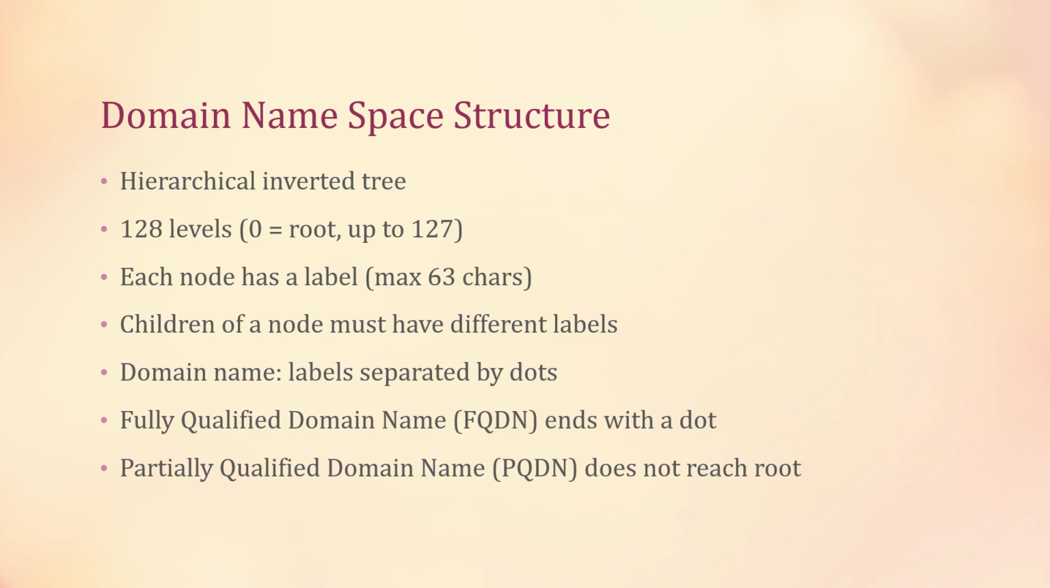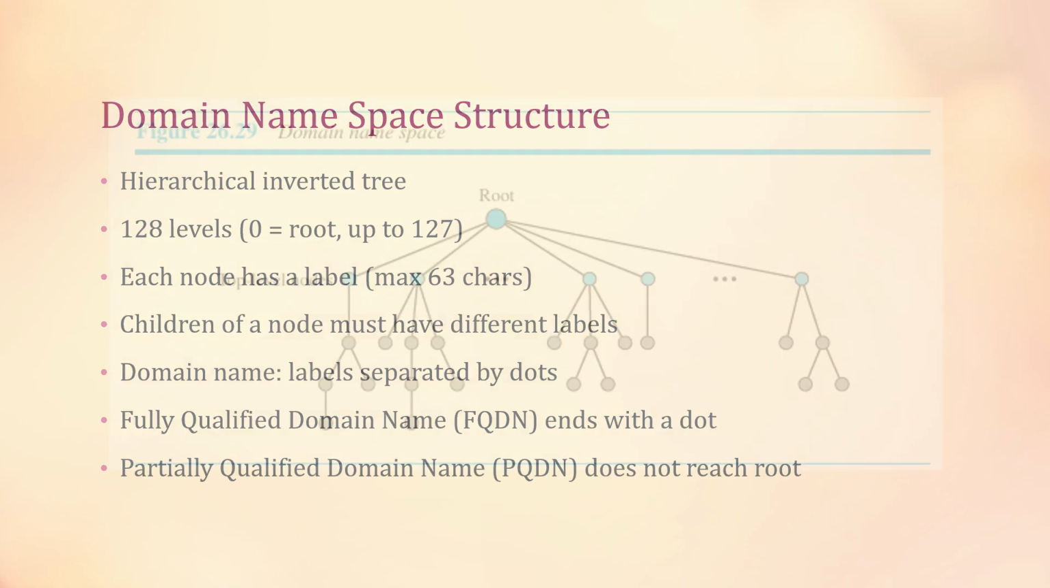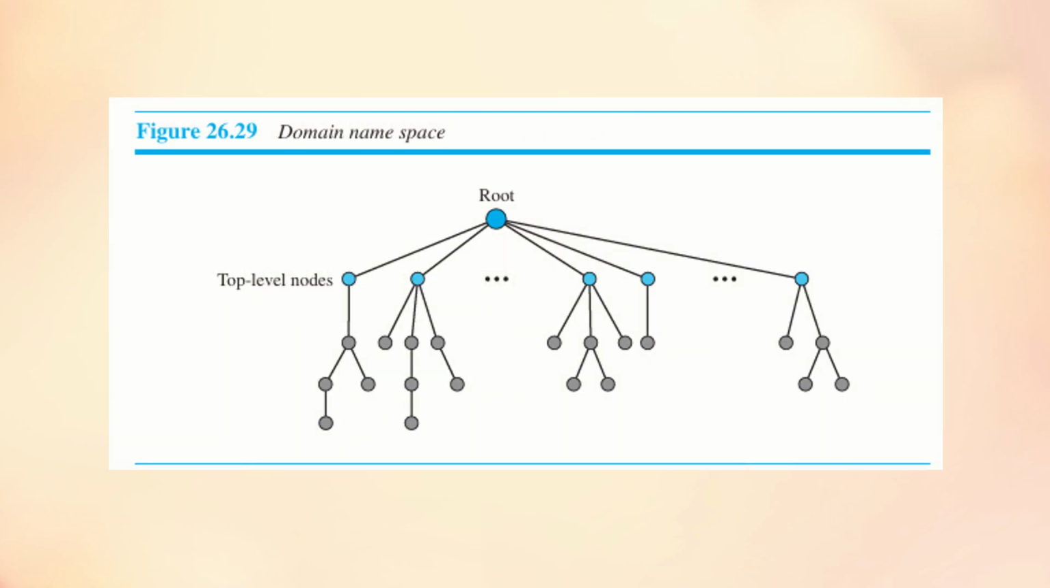Coming to the structure of domain namespace, to have a hierarchical namespace, a domain namespace was designed. In this design, the names are defined in an inverted tree structure with the root at the top. The tree can have only 128 levels. Level 0 is the root to level 127.